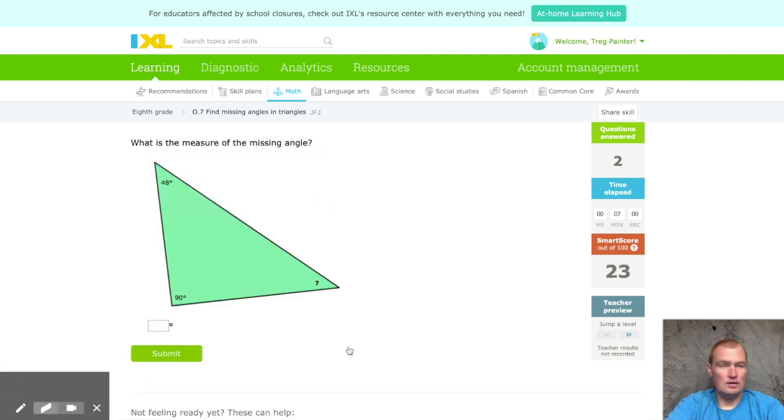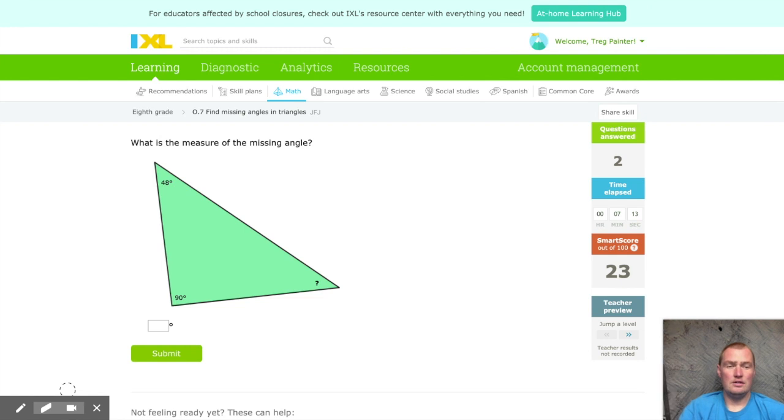Okay, and look, we're at 23 already. All right, you get the idea. So here we go. Try this one with me as I do it on the calculator. In your calculator, or your phone, or whatever you've got to use, type in 180. I'm going to subtract that 48 first, and when I do that, it gives me 132. And when I subtract 90, which is the right angle, it leaves me with 42 left. So the final answer here is 42.